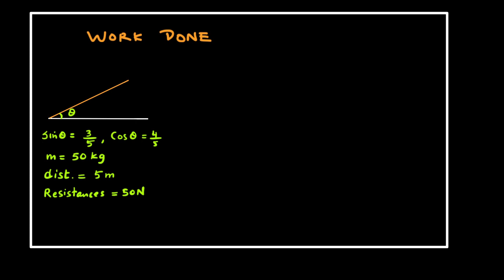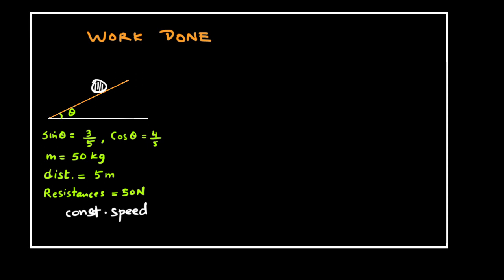The question says there is an inclined plane, sine of theta is given, cosine of theta is given. A mass of 50 kg is there on the inclined plane. It's moved up the plane at a constant speed. The distance along the plane that it moves is 5 meters. The resistances that it overcomes is 50 Newton. And let me write it down. It's moving at constant speed. That means the forward force and the backward forces are equal.